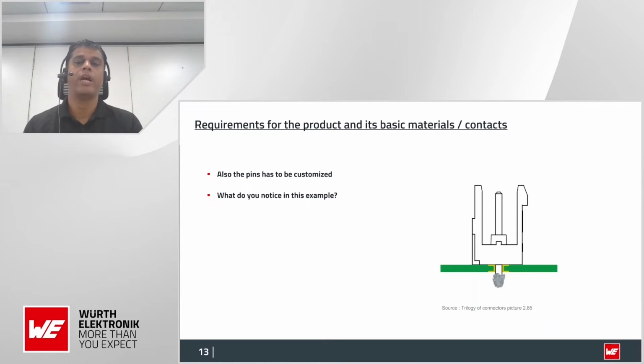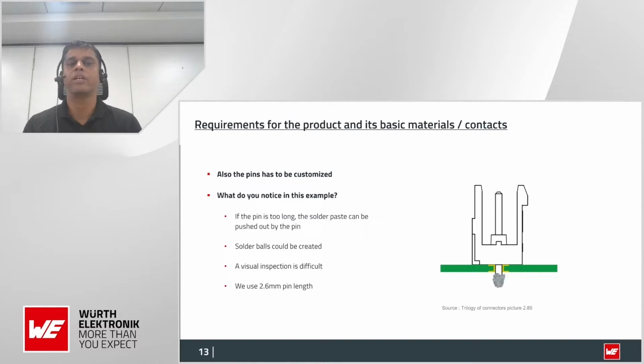What happens if the pin is too long? When you have a pin that is too long and assemble the component on the surface of the PCB, the pin, the PTH, the plated through hole, will eject the solder paste, and once you assemble the component, you can see the solder paste accumulated on the surface of the PCB. This will not give proper soldering of the component on the PCB, and solder balls could also be created on the bottom of the PCB.